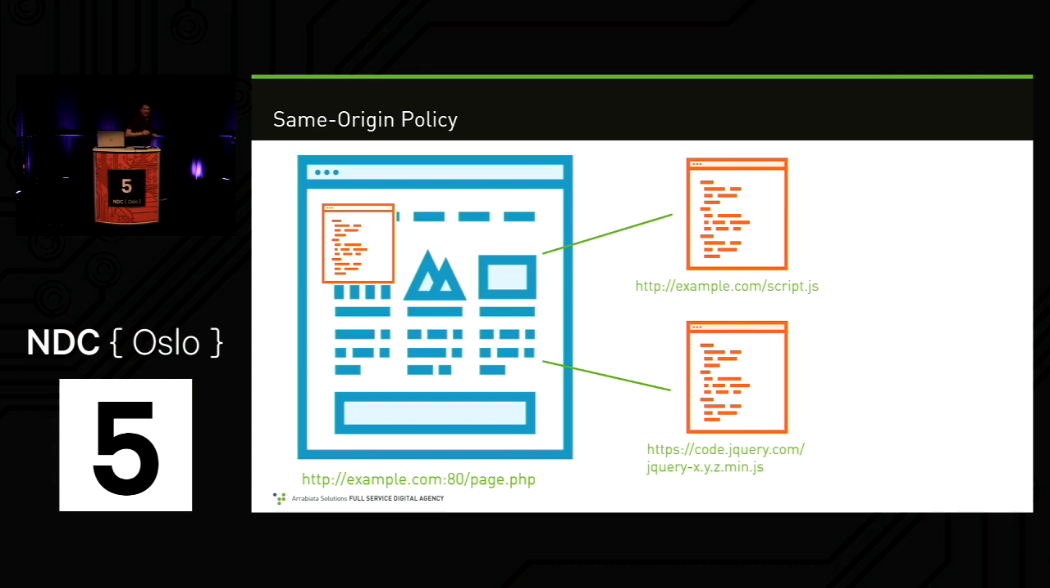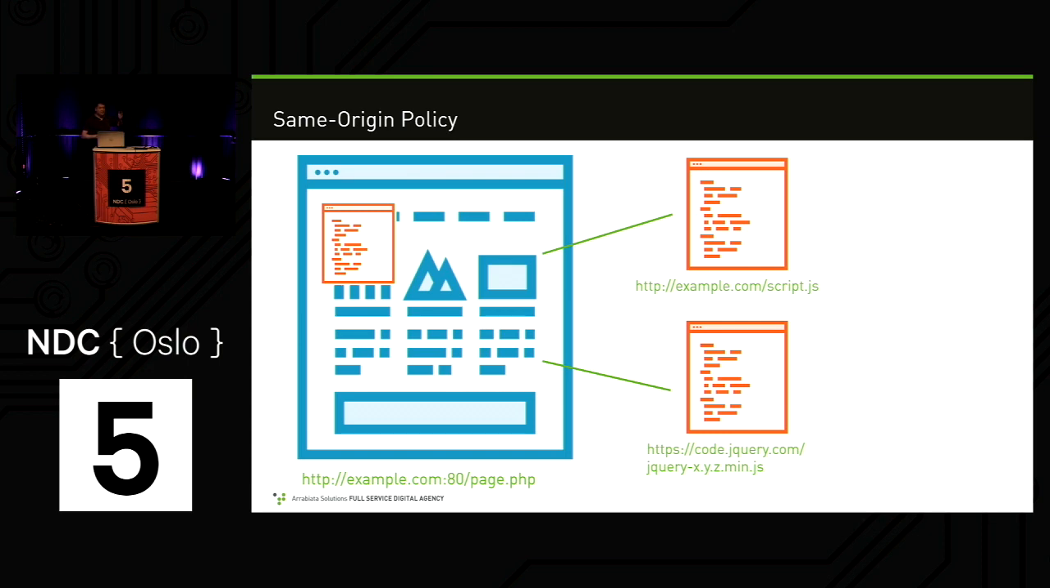That JavaScript code that's inline, the JavaScript code that's loaded from your own server, and the JavaScript code that's loaded from another server, they all run in the same security context. And the security context of the JavaScript code has nothing to do with where the JavaScript code comes from. It only has to do with where the JavaScript code is loaded.